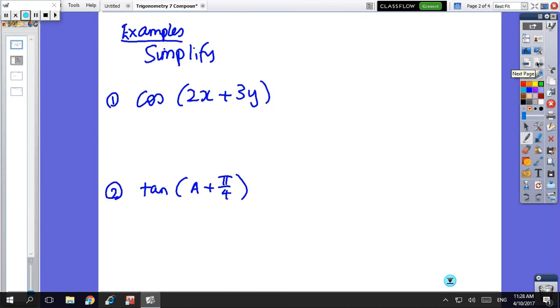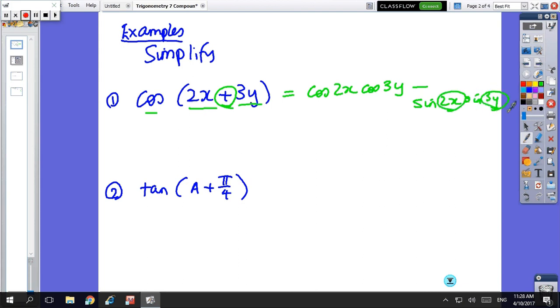Okay, so we're looking at just a few examples. The first one is just something where we don't know what the numbers are, and we're going to do cos of it. So we've got the cos relationship, so it's going to be cos 2x cos 3y, whatever that is. And because it's a plus, we switch the sign over, and so we have sine 2x sine 3y. So we don't know what these numbers are, but that's what we do there.